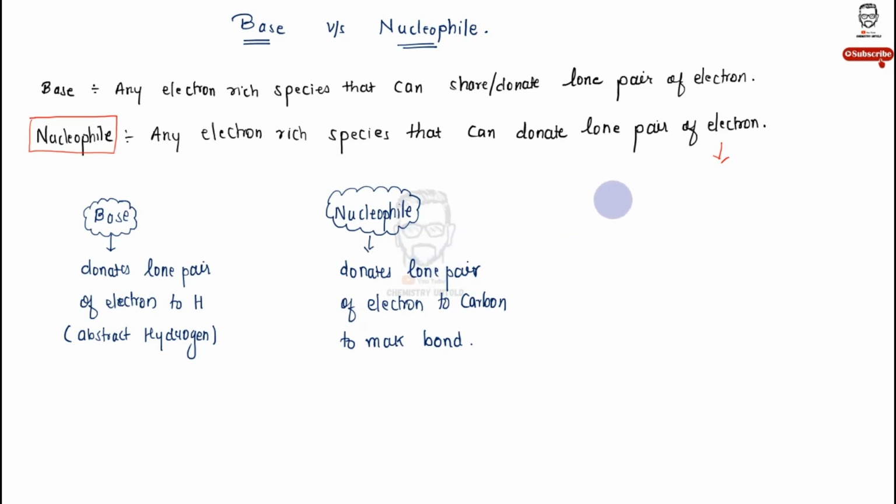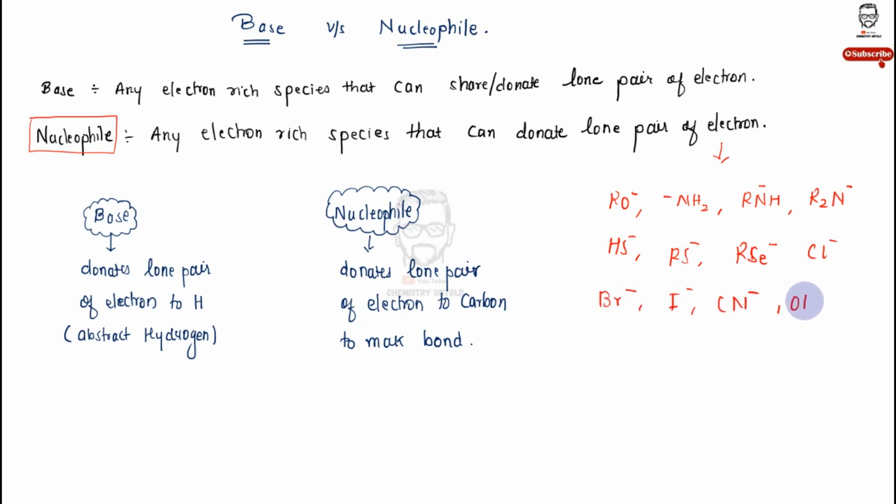For example, RO minus is electron rich and can share its lone pair of electrons. NH2 minus, RNH minus and R2N minus can share their lone pairs of electrons. HS minus, RS minus, RSe minus, Cl minus, Br minus, I minus, CN minus and OH minus all have electrons, are electron rich, and can share the lone pair of electrons with any electron deficient species.